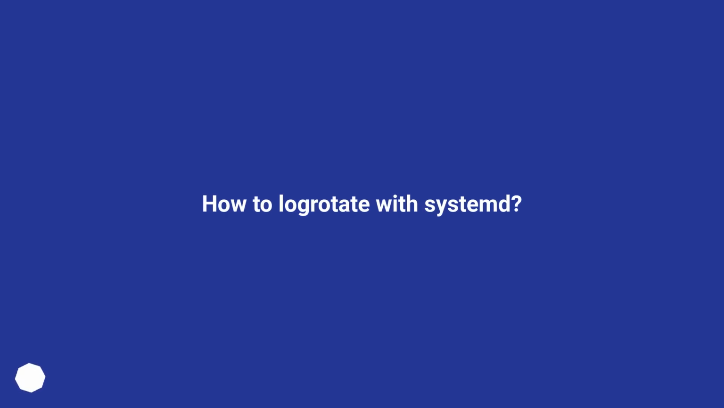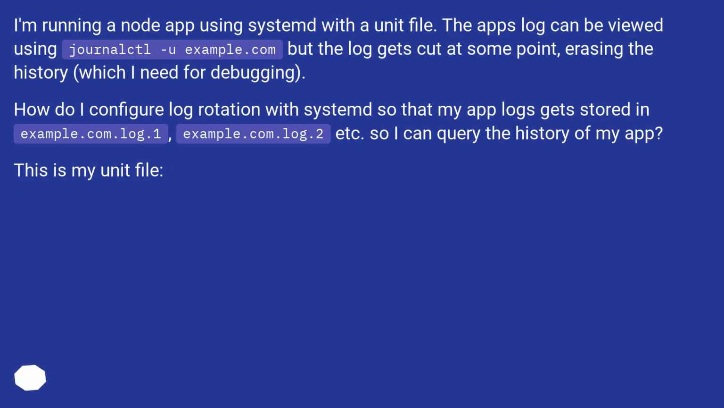How to log rotate with systemd. I'm running a Node app using systemd with a unit file. The app's log can be viewed using journalctl, but the log gets cut at some point, erasing the history, which I need for debugging.